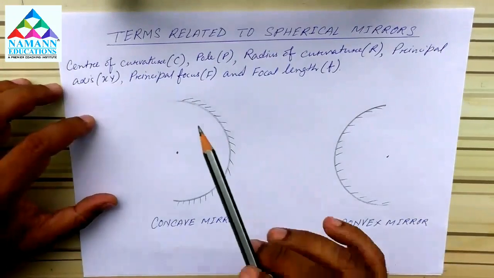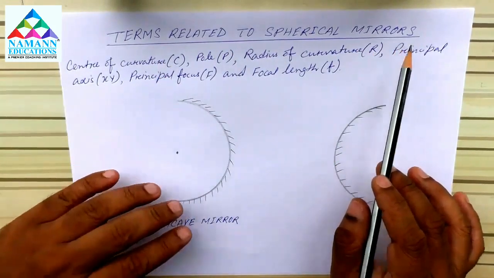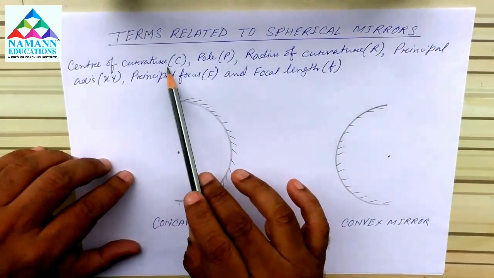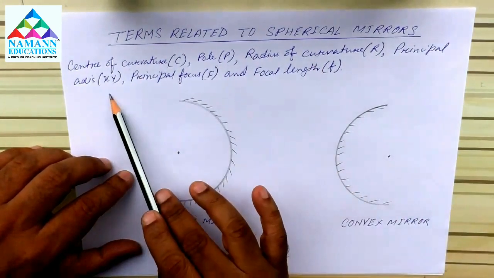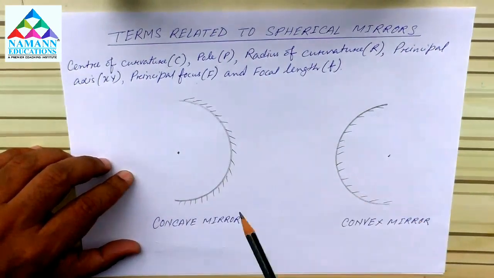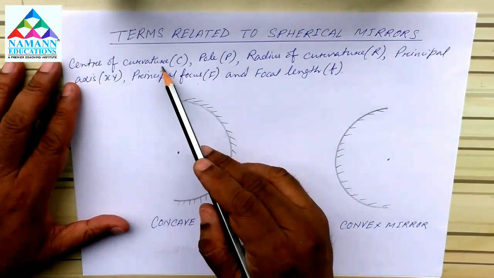Now we'll discuss terms related to spherical mirrors. We'll discuss terms like center of curvature, pole, radius of curvature, principal axis, principal focus, and focal length. So the first term that we are going to discuss is center of curvature.